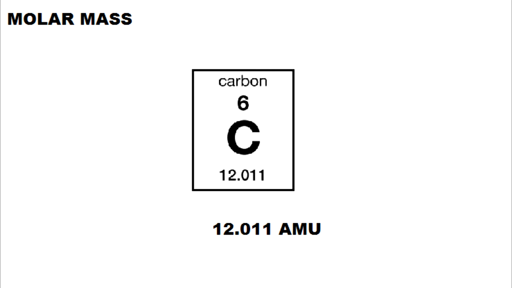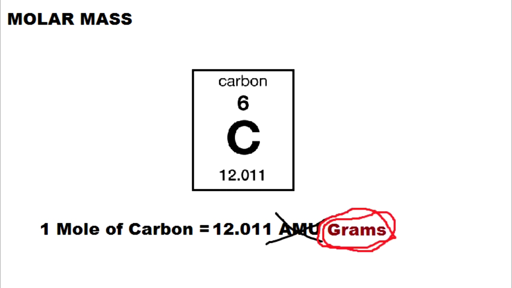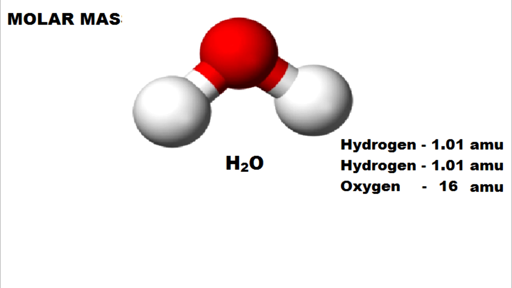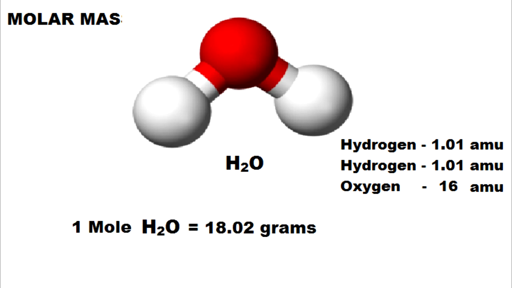To find the molar mass of an element, go to the periodic table and find the atomic mass in AMU and simply change it to grams. To find it on a compound, find each element's mass, get the sum of the masses combined, and then change it to grams. That's about all there is to know on moles.